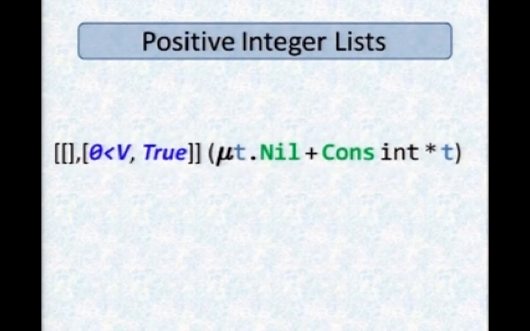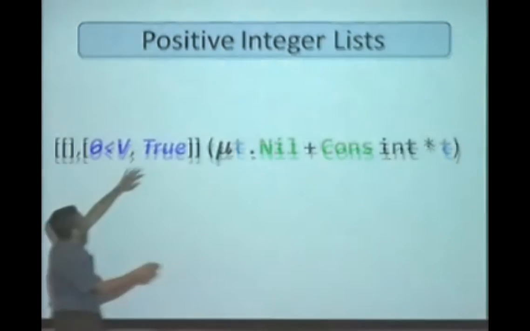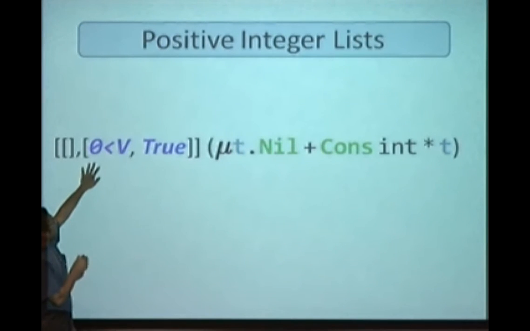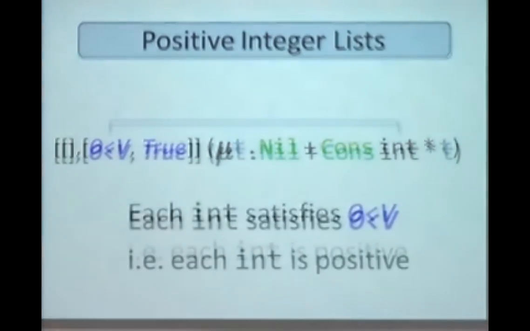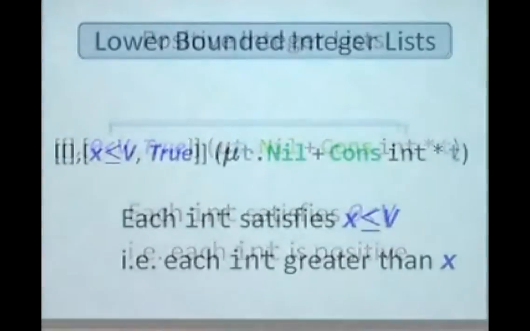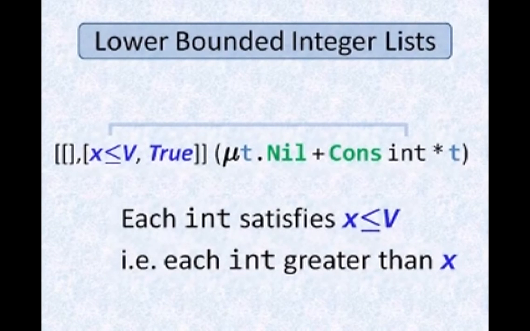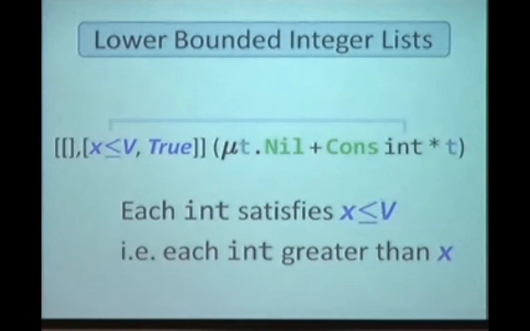Positive integer lists. I don't say anything about the tail, but each of these heads is greater than 0. Nothing very exciting. Each int satisfies value greater than 0, so they're all positive. What about this? Value greater than x. This means each int is greater than x, so it's a list of integers, each of which is greater than some program variable x.